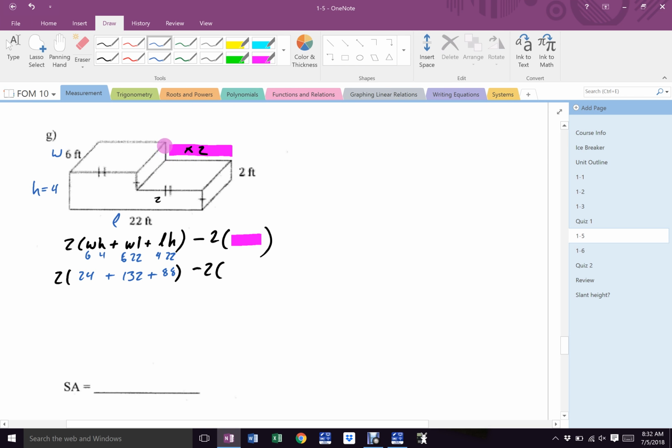What's this guy? How far is this? 2. And how far is this? 11. 11 times 2, which is 22. And now I can just do the math. 24, 132, and 88 is 244. 244 times 2 is 488, minus 2 times 22 is 44. 444.